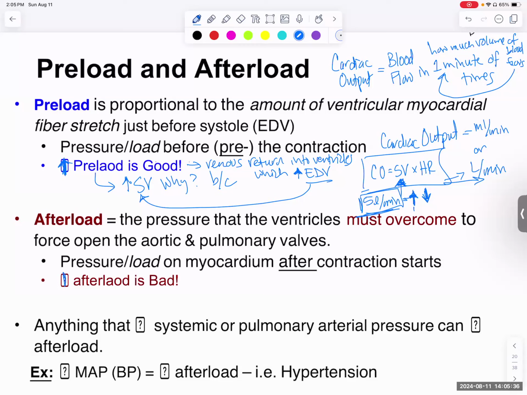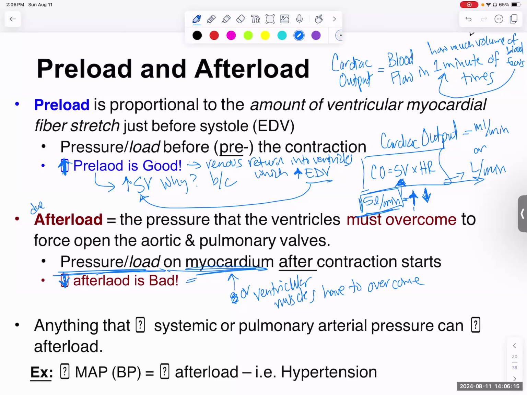Afterload. Afterload is bad. Boo. Don't like afterload because it's the pressure or load that the myocardium or ventricular muscles have to overcome. The load that the ventricular muscular wall has to overcome is really great. It has to contract with a lot of force to overcome that load, which puts a lot of strain on the heart.